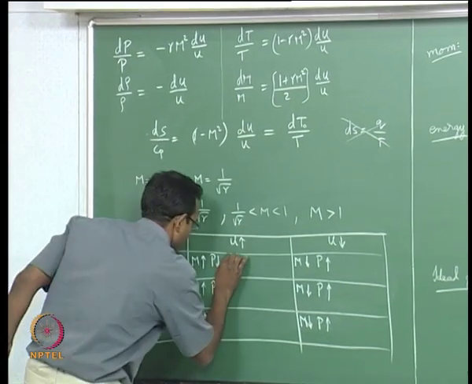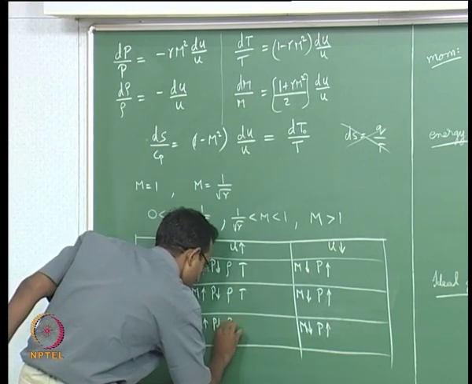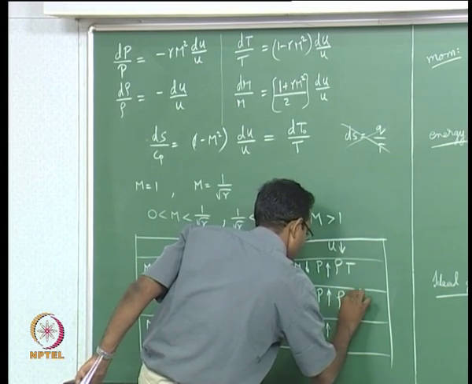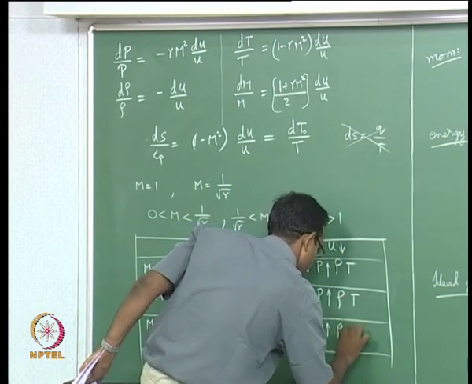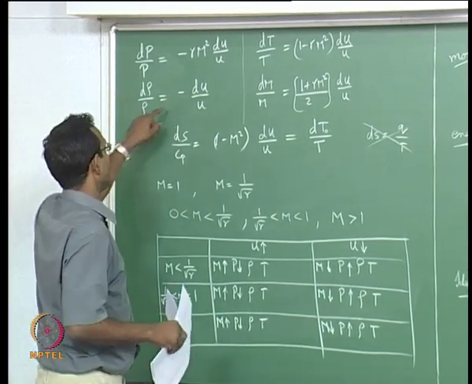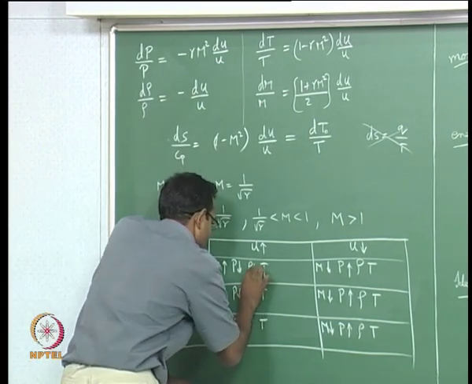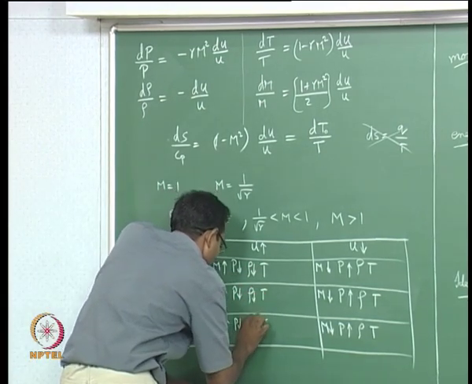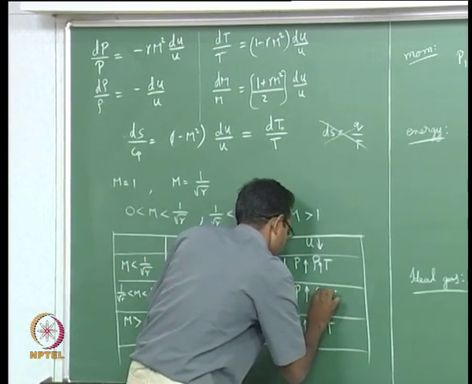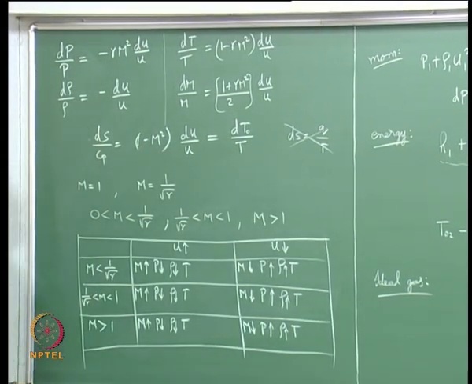Next is density. I will just write density and temperature together. So, we will first look at density. Of course, d rho by rho is minus dU by U. So, it is going to be an inverse relation with respect to velocity. What this says is pressure and density go the same way.